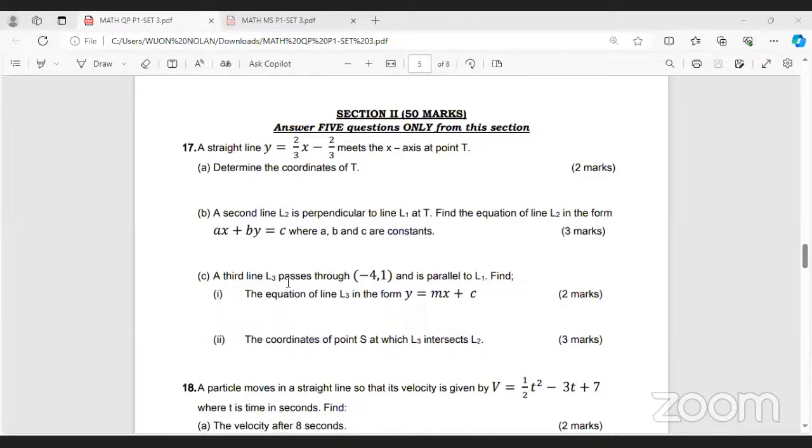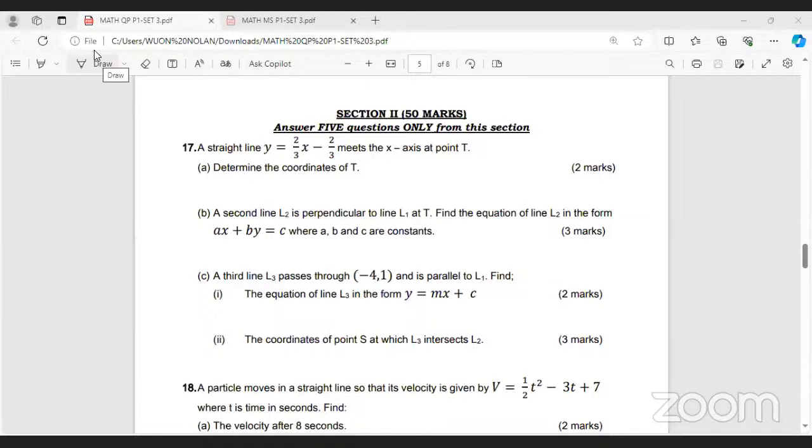A third line L3 passes through negative 3, 1 and is parallel to L1. Find the equation of L3 in the form y is equal to mx plus c.